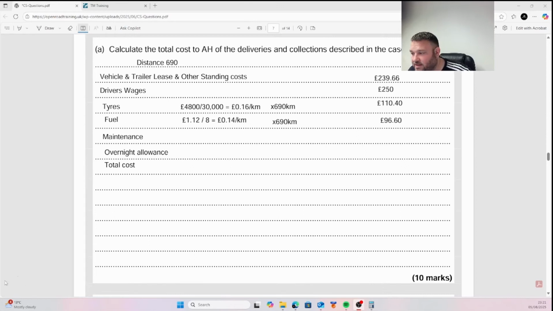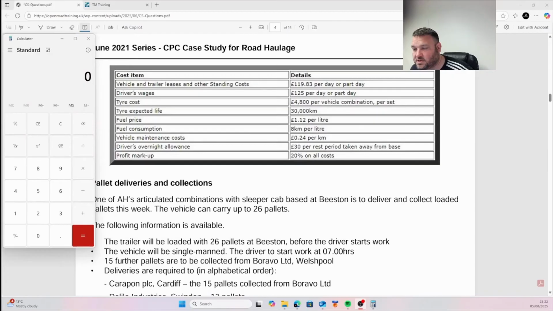Next, we'll look at maintenance. So nice and easy one here on the maintenance. So maintenance costs, we have 24 pence per kilometre. So 0.24, because we're doing it in pounds. Then we multiply that by that figure, 690, gives us £165.60 on maintenance for that journey.